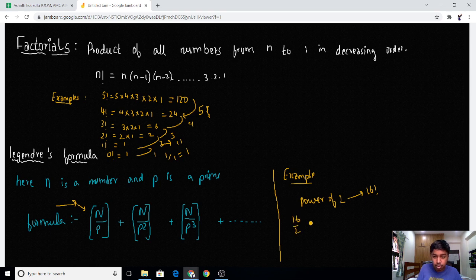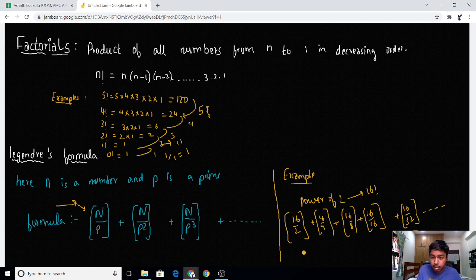So 16 by 2 plus 16 by 4 plus 16 by 8 plus 16 by 16 plus 16 by 32, and the greatest integer function of all these. Anything after 16 by 16 is always 0. So when I take the greatest integer functions of all these, I get 8 plus 4 plus 2 plus 1. This is 12 plus 3, which equals 15. Even if you actually check it manually by multiplying, you get the same thing.